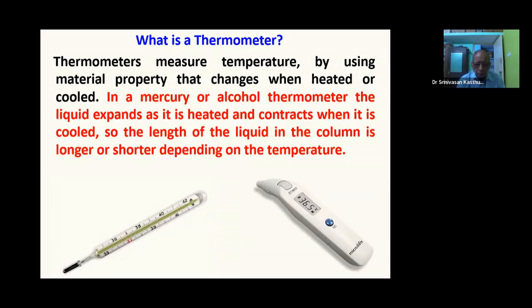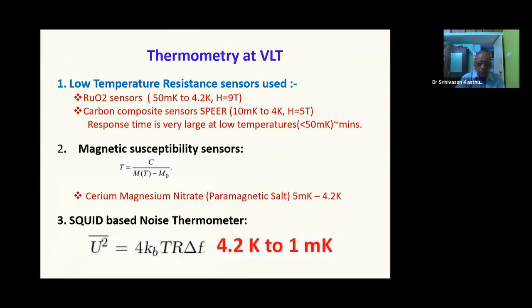Of course, in a digital thermometer, whatever temperature element senses is automatically converted to temperature, and you are able to read it digitally. Now, how do we carry out measurement of temperature at very low temperature zones? What are the thermometers that are available? It's not room temperature, it's very low temperature.